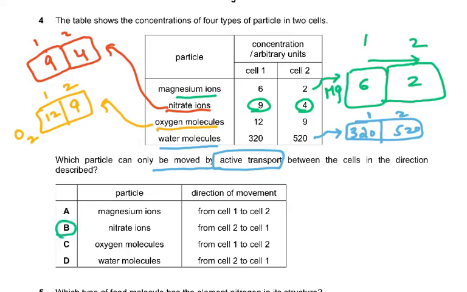But why is C wrong? Oxygen molecules from 1. So oxygen molecules 12 to 9. That is higher concentration to lower concentration. And water molecules are then from cell 2 to cell 1. So 520 to 320. This is again high to low concentration. So that is why these are wrong.